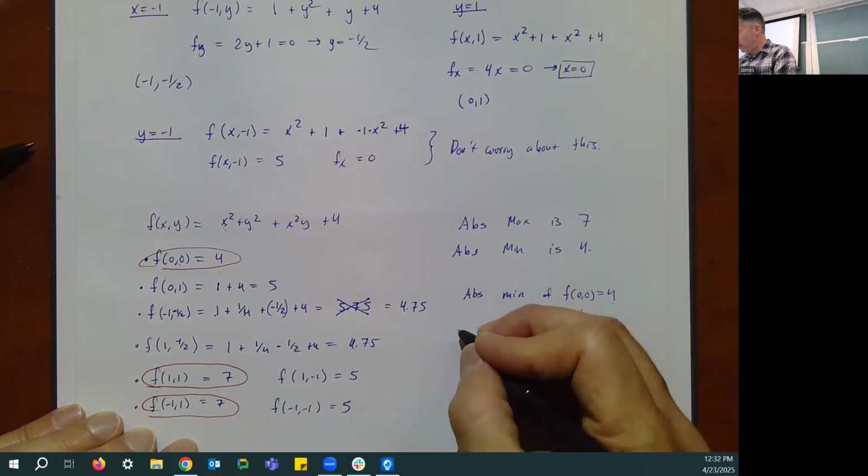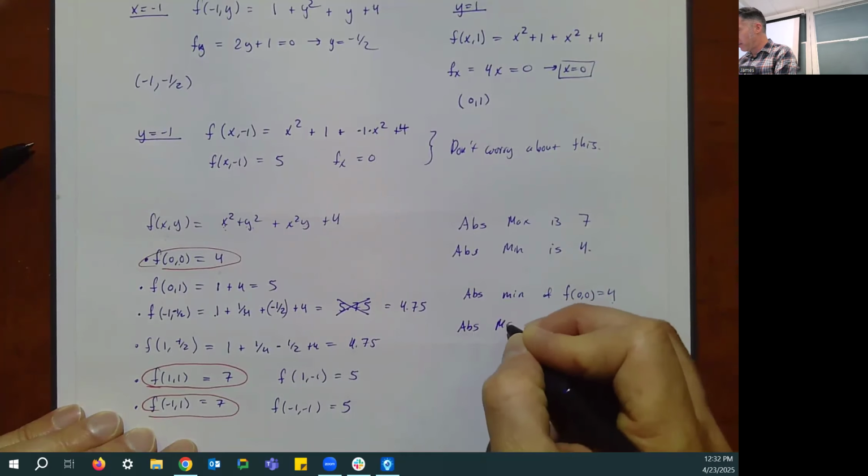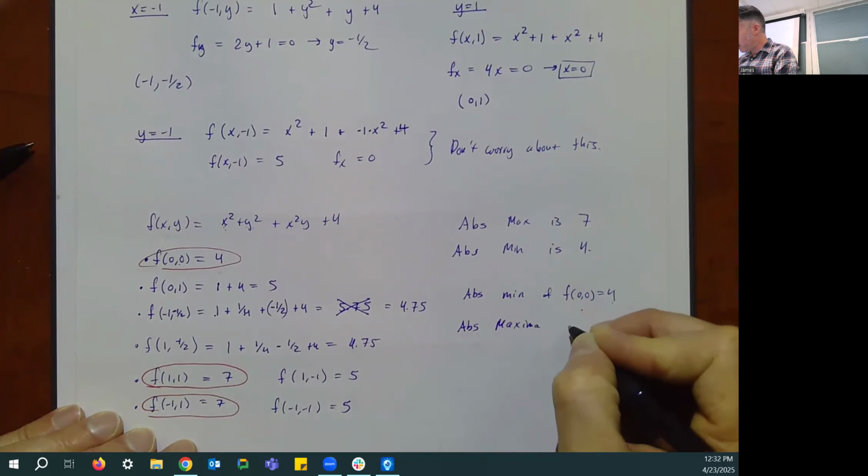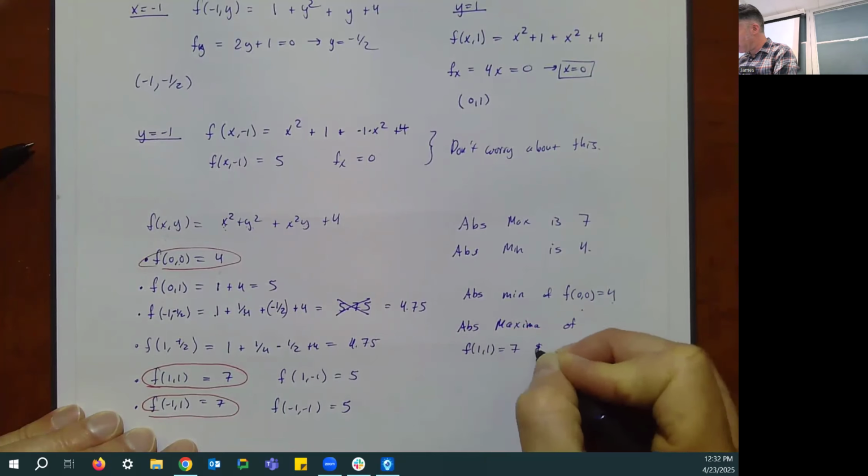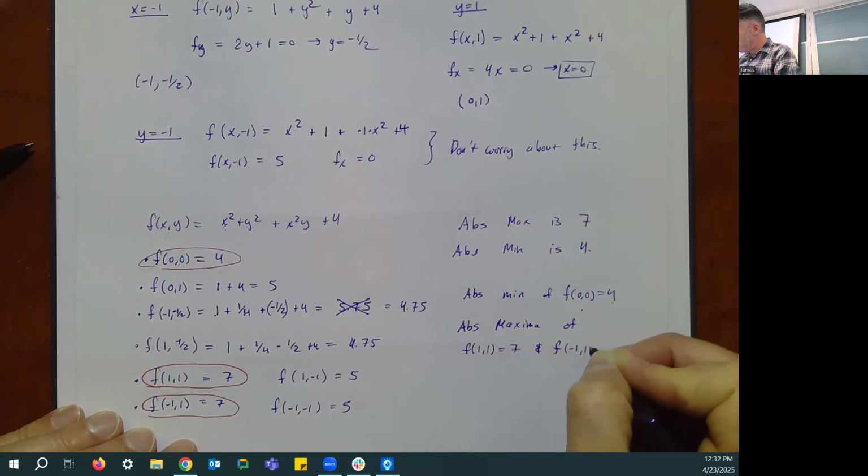And then we have multiple absolute maxima. We have absolute maxima, plural, of f of 1, 1 equal to 7, and f of negative 1, 1 equal to 7.